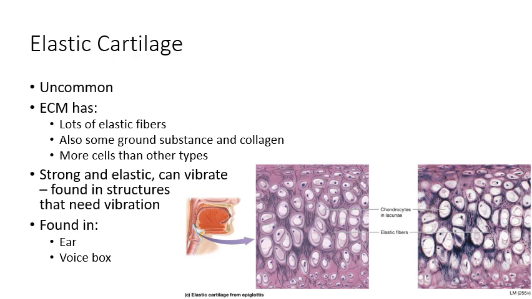So essentially, wherever you need a body structure to interact with sound in some way, which should be vibrations of the air, or vibrations of whatever material the sound is passing through, wherever you need that interaction with sound, you're going to have elastic cartilage to allow a structure to vibrate.